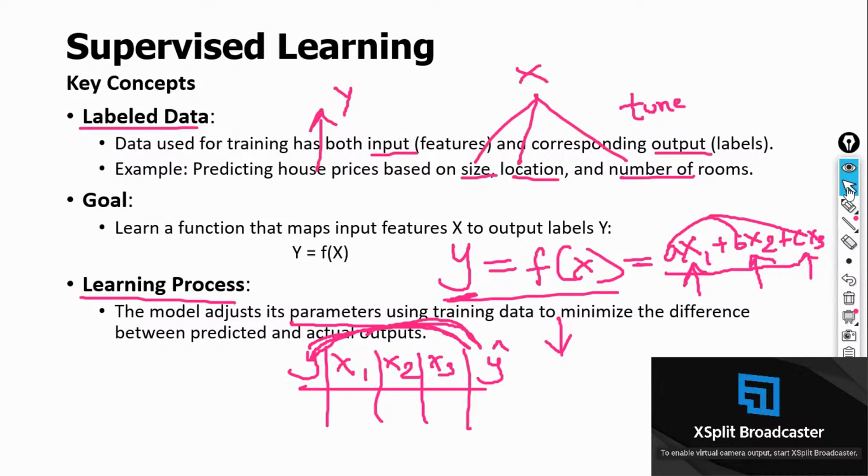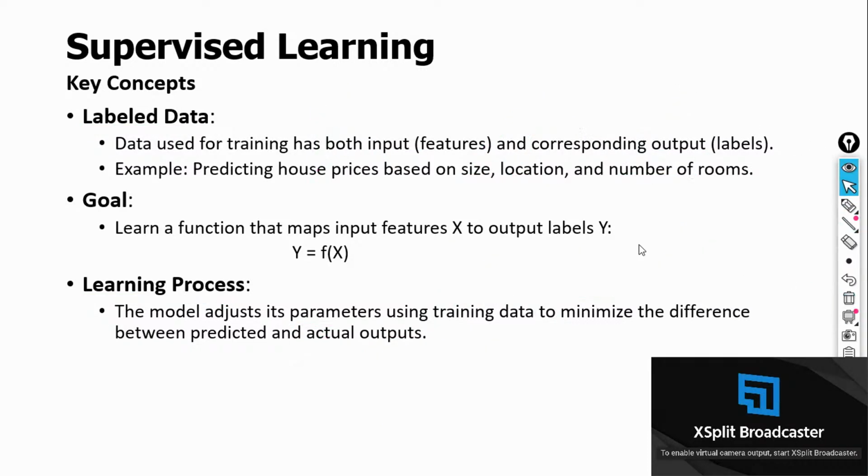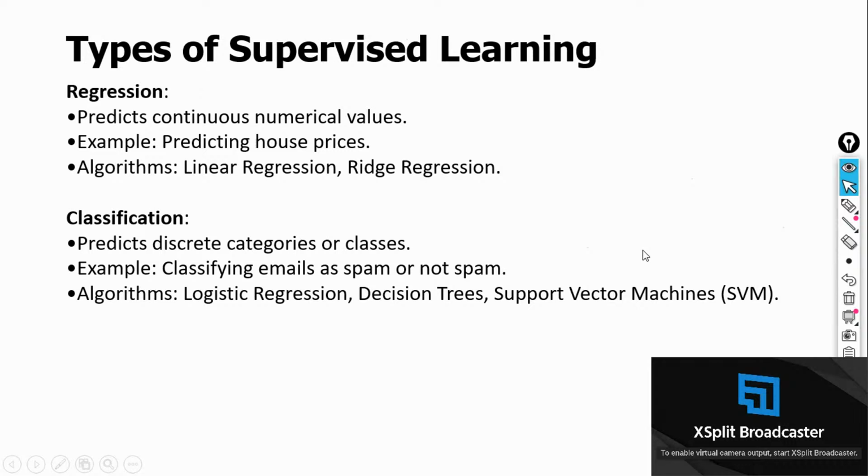Right? So we discuss the types of supervised learning. Supervised learning is broadly classified into two types. One is called regression, and the next one is called classification. Supervised is again broken into two types: regression, classification.